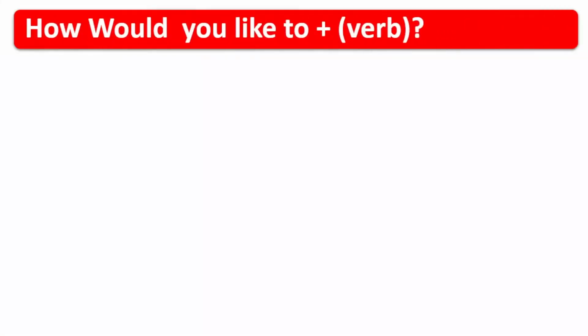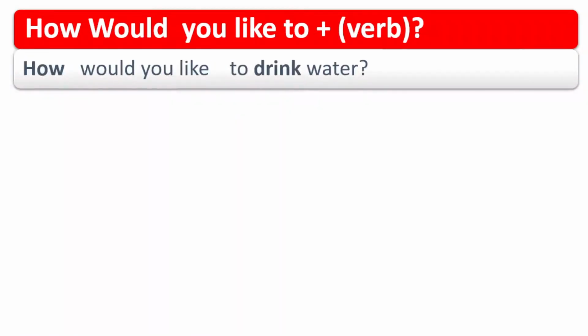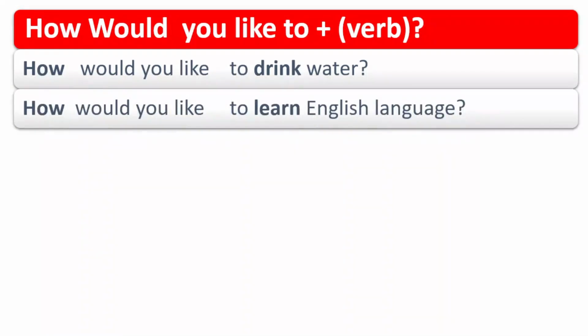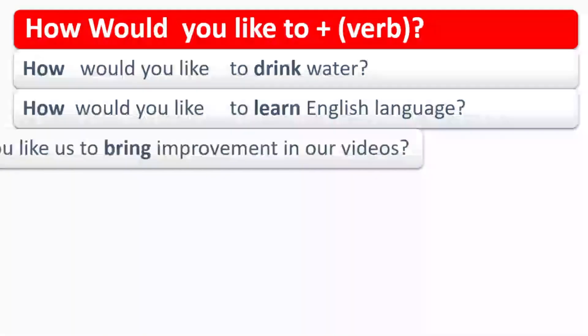The next is, let's ask more questions on how. Would you like to plus verb? How would you like to drink water? Like, you would like to stand and drink water or sit and drink water? Like, what would be the process? How would you like to learn the English language? I mean, like by listening or speaking or doing some sort of activities, or by becoming a student or a teacher. Like, what would be the way, and which way would you like to learn the English language? Or simply you could say, how would you like to learn the English language?